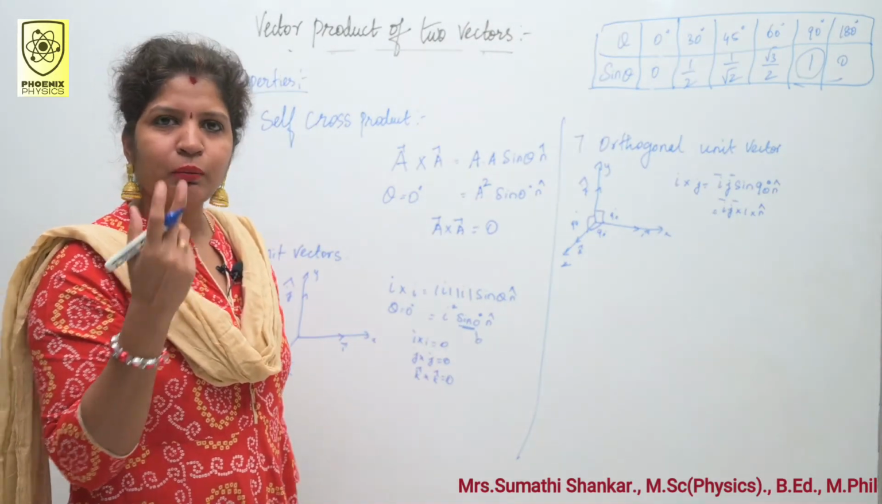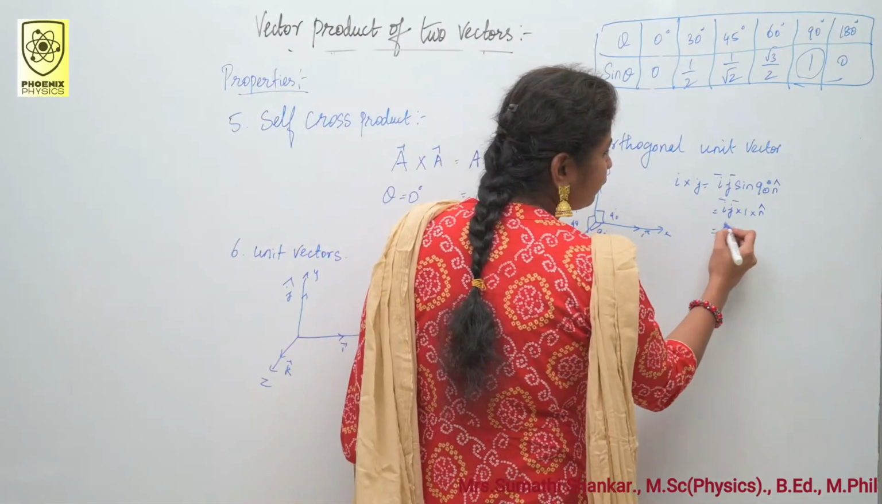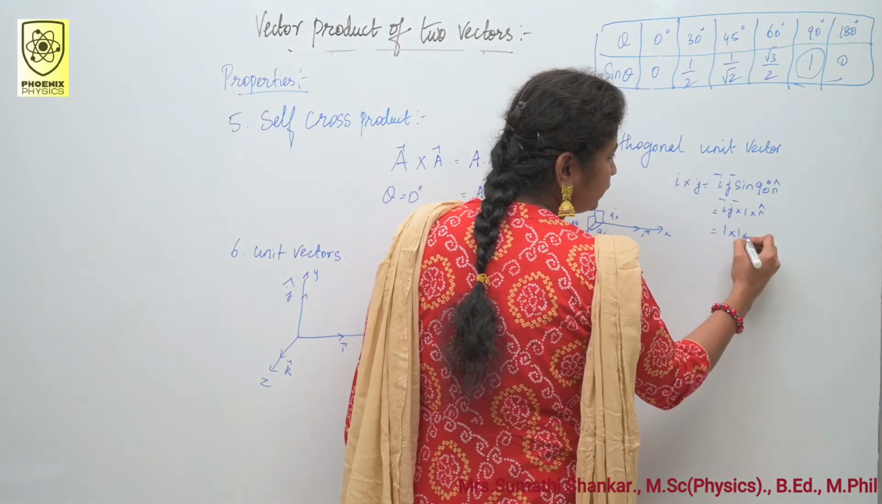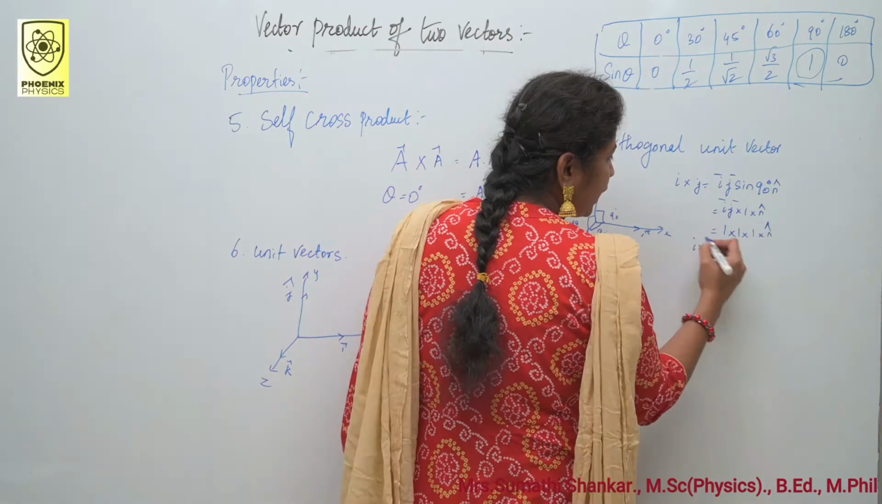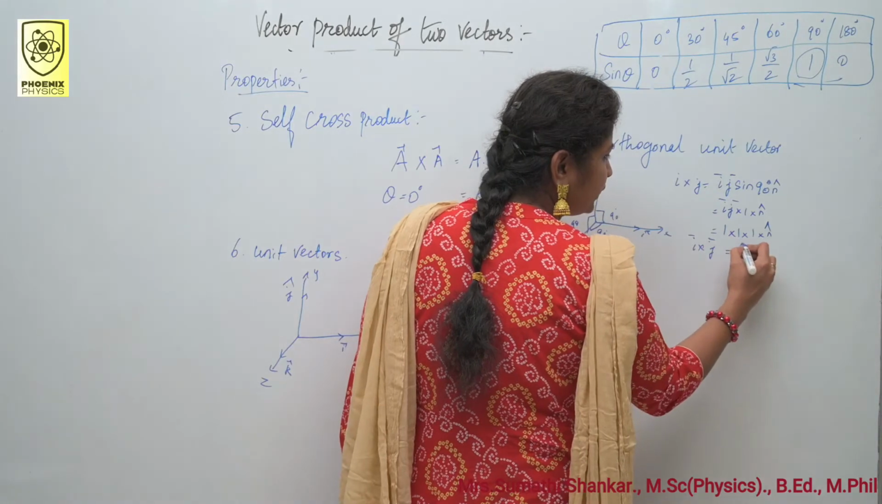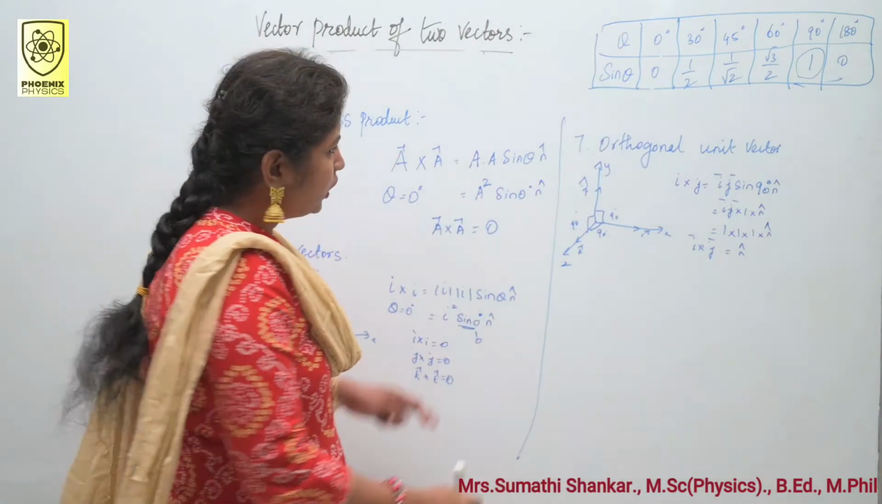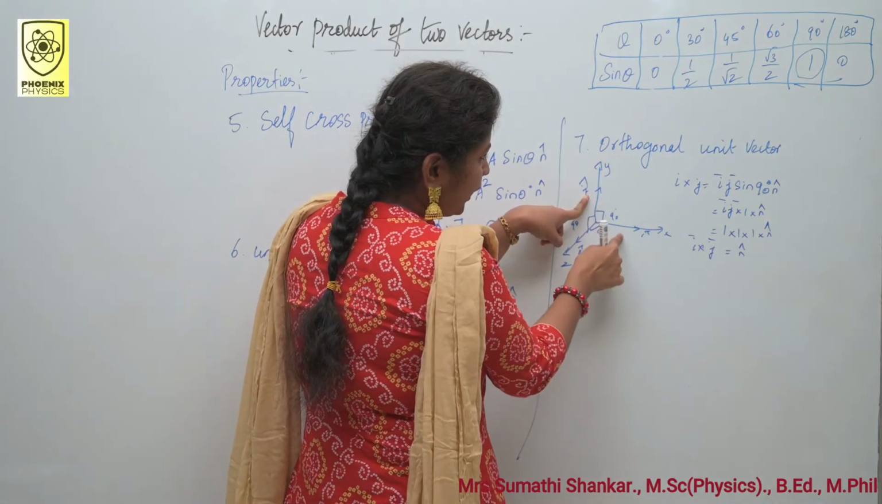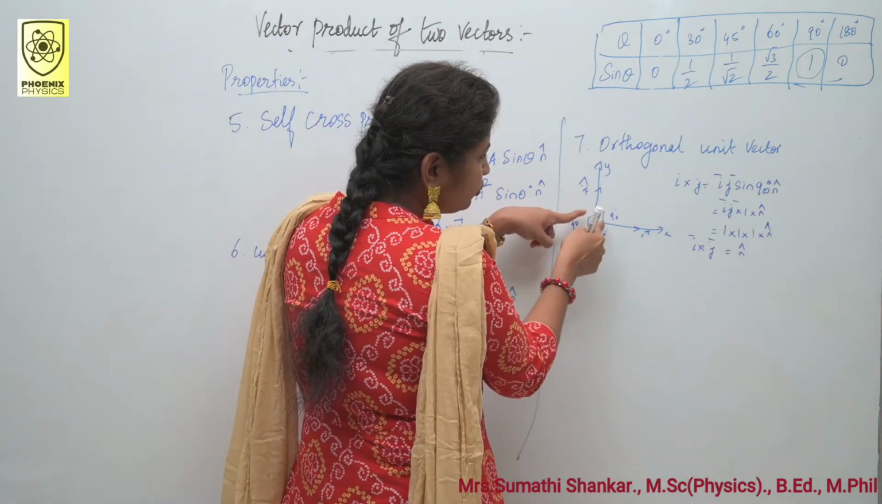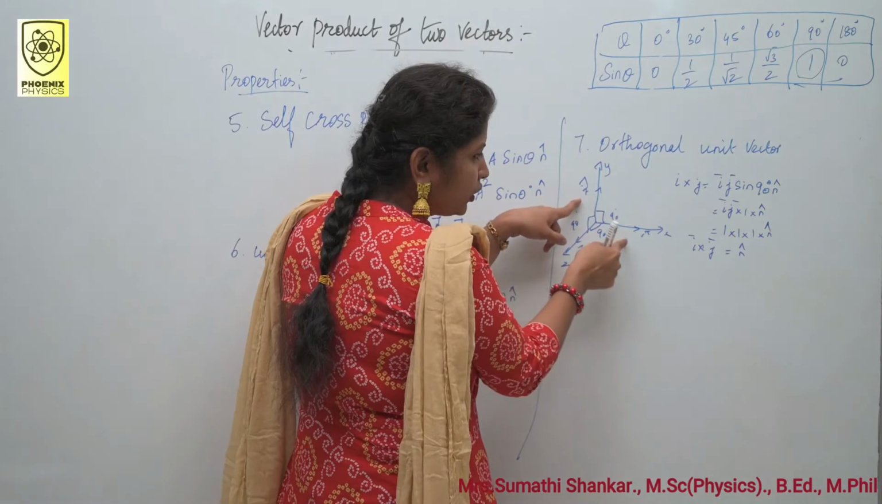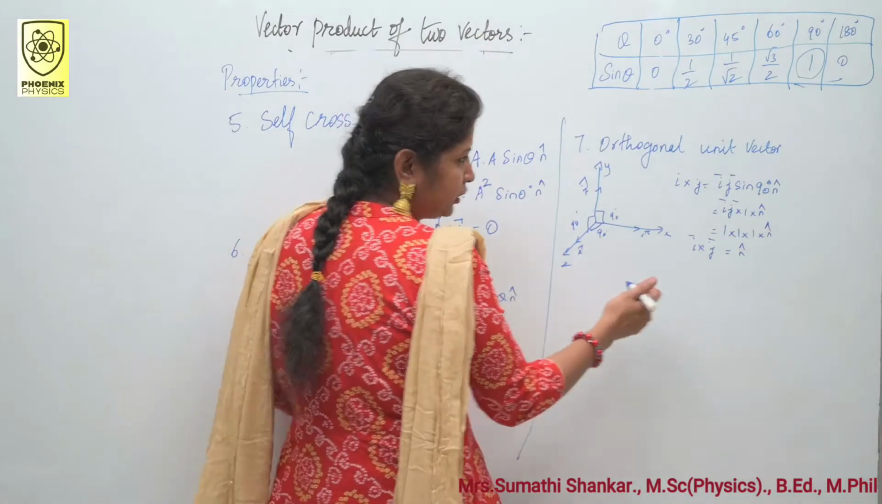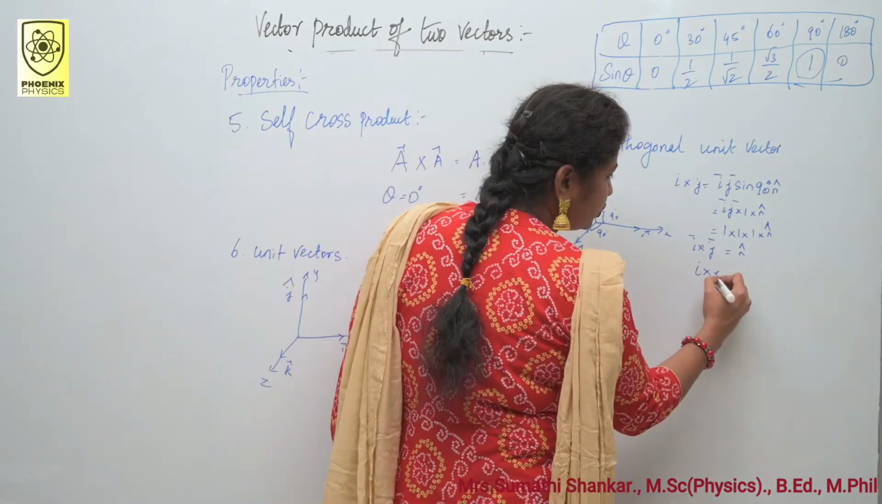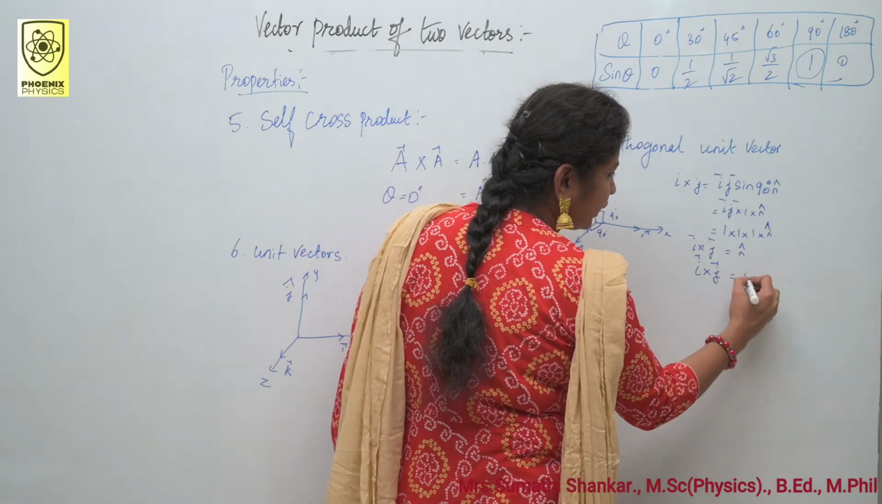A unit vector has the magnitude 1. So instead of i and j, substitute 1 and n cap. i cross j is equal to n cap. This is my i vector and this is my j vector. So i cross j means which vector is perpendicular to i cross j? My k vector. So i cross j gives the k vector.